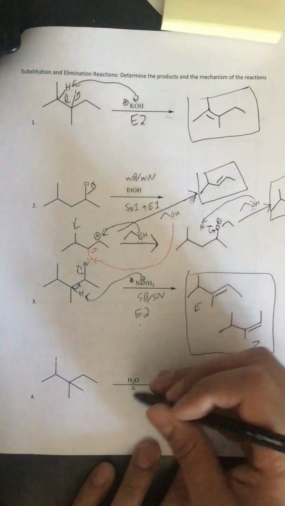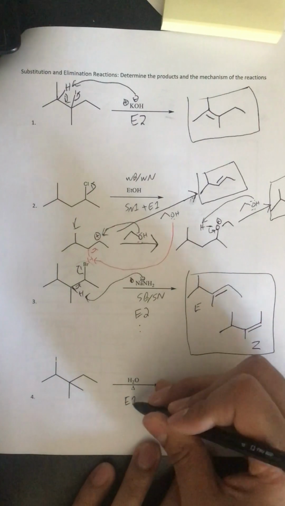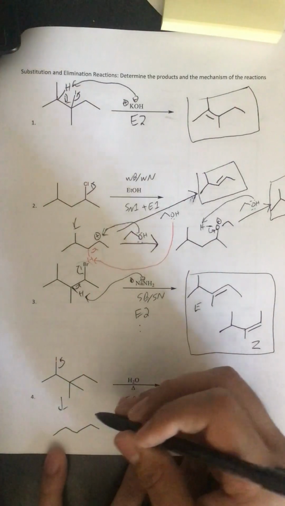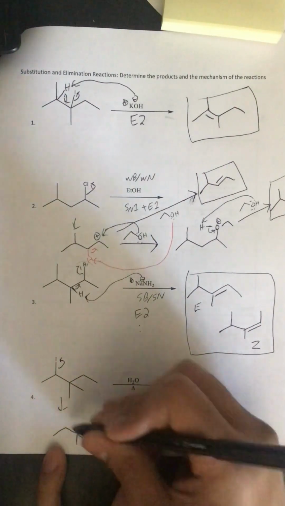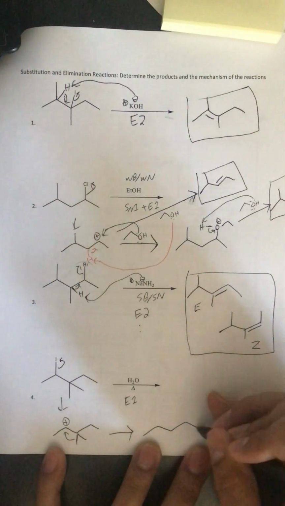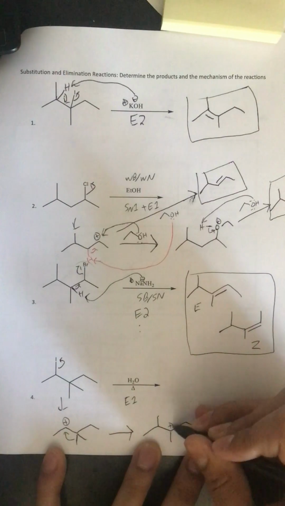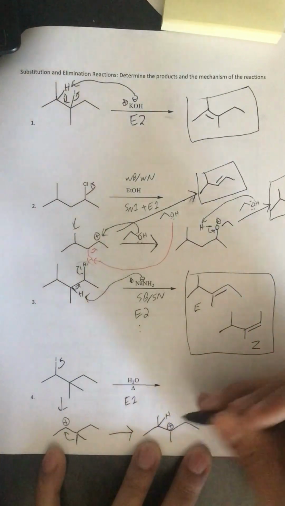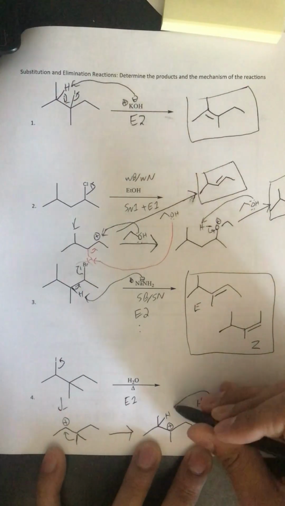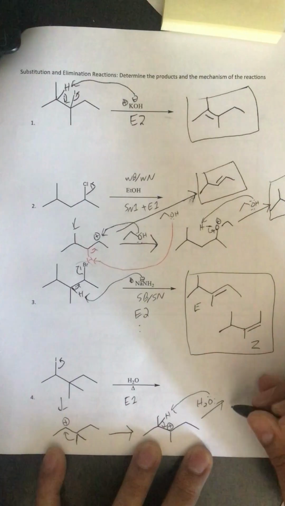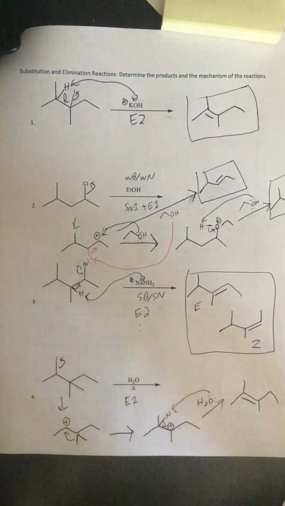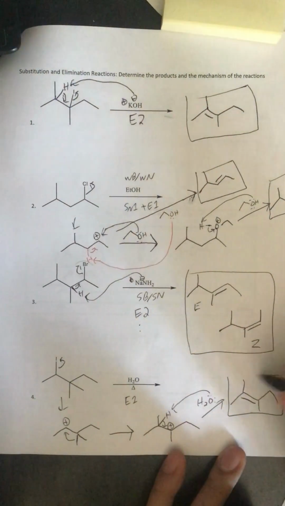All right, H2O and heat, this is going to be E1, the major product. This is going to leave. Then we're going to get a methyl shift. Now we're going to do our elimination. Which is here. Okay. Good, that's the last problem on this. I should put a box around this.